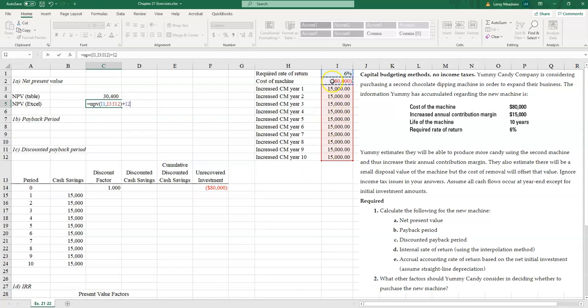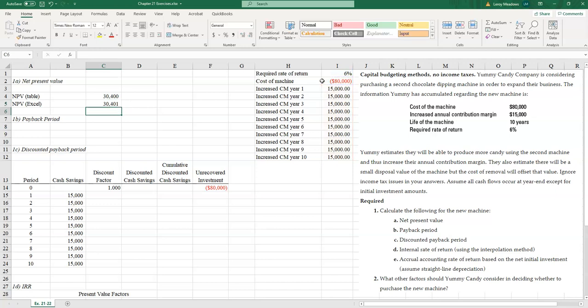which is minus 80,000. Why do I have parentheses again for my cost of machine or my outflow? Because remember, when we talk about cash flows, a positive number means cash coming in. An amount in parentheses means cash going out. So I want to add in my cash going out of minus 80,000, and that gives me, rounded, $30,401. So I know I did the net present value correctly when I went through the table.